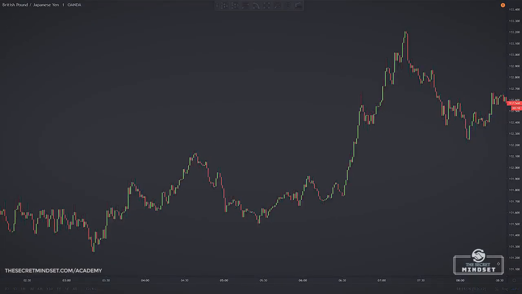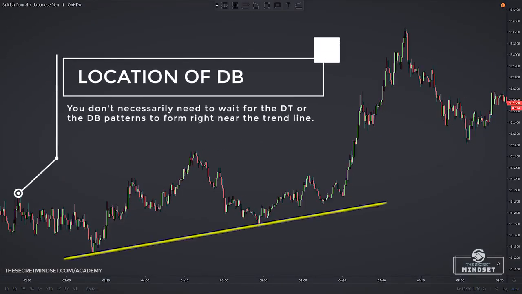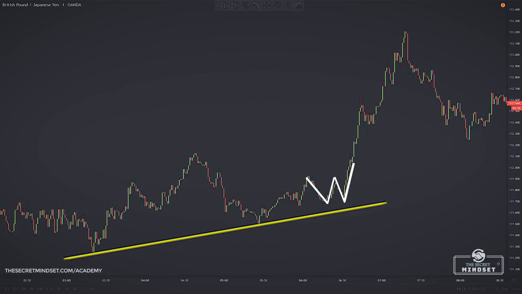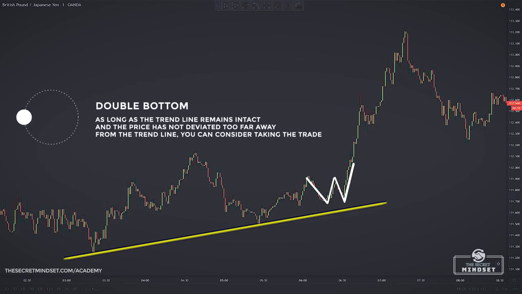You don't necessarily need to wait for the double top or the double bottom patterns to form right near the trend line. These patterns can appear at any point in the uptrend or the downtrend. The key thing to remember is that the trend line still remains intact and that price has not deviated too far away from the trend line.